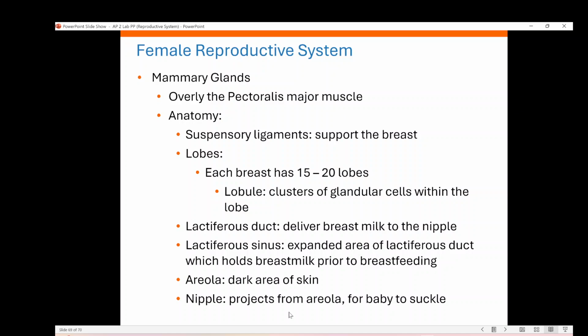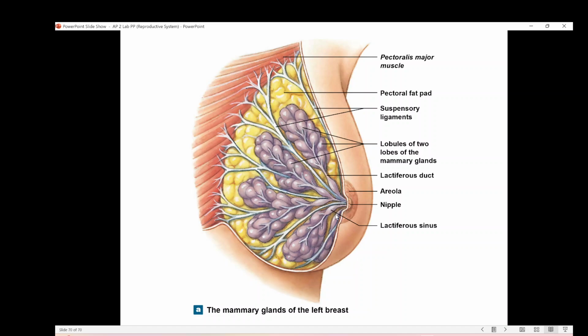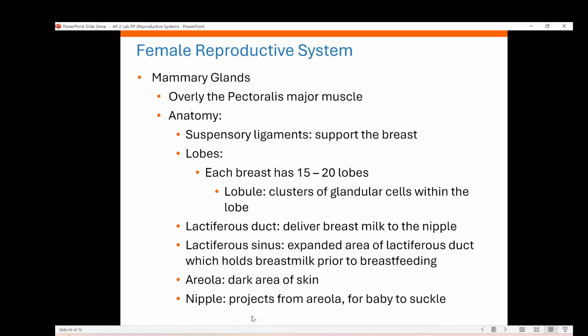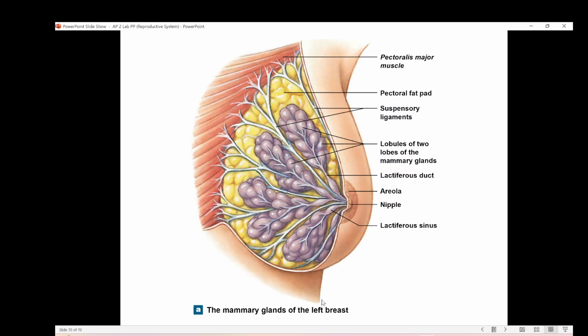Then we have the areola. That would be the area around the nipple here. The nipple projects from the areola, and that's for the baby to suckle, and the baby's able to get their breast milk. Okay, you can also see, I didn't put it in the notes, but there's also adipose tissue inside of the breast, kind of just supporting all of the glands. And that concludes our lesson on the female reproductive system.